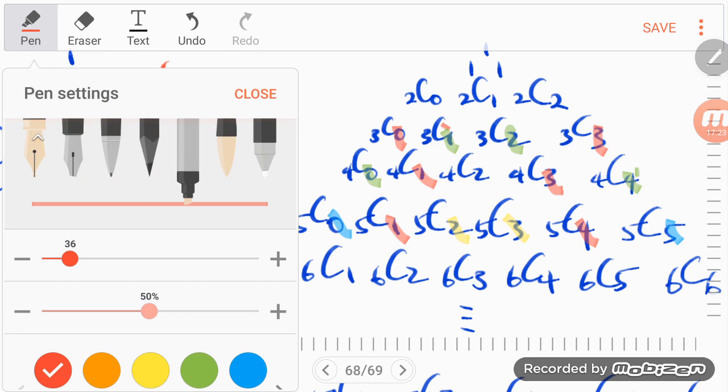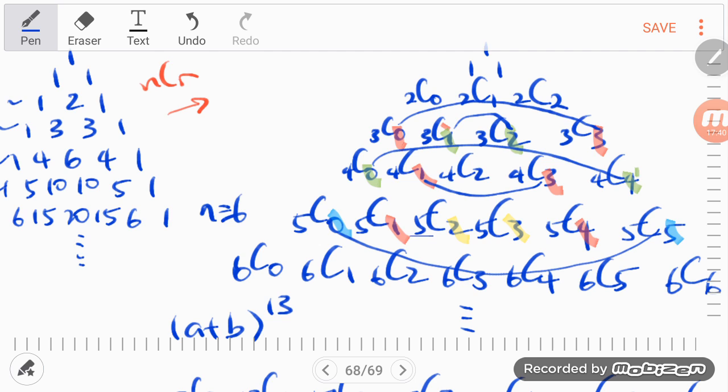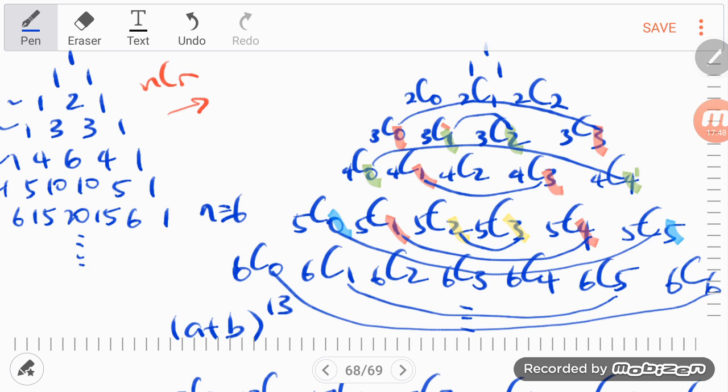So let me tell you, if you don't see the pattern, this is it. 1 plus 2 gives us 3. 0 plus 3 gives us 3. 0 plus 4 gives us 4. 1 plus 3 gives us 4. 0 plus 5 gives us 5. 1 plus 4 gives us 5. 2 plus 3 gives us 5. 0 plus 6 gives us 6. 1 plus 5 gives us 6. 2 plus 4 gives us 6. So I hope you guys see the pattern here.